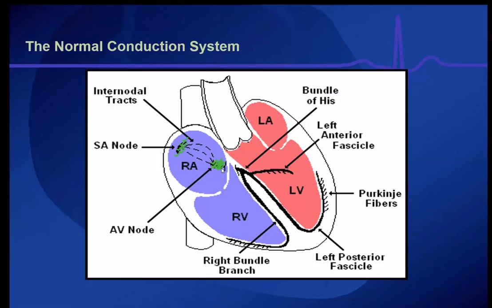So the normal electrical discharge starts from the sinoatrial node, which is located in the superior part of the right atrium, then the AV node. From there, it goes to the bundle of His, then to the fascicles, and eventually and ultimately to the Purkinje fibers. So this will generate for us the 12-lead ECG, which we are going to see in a while.